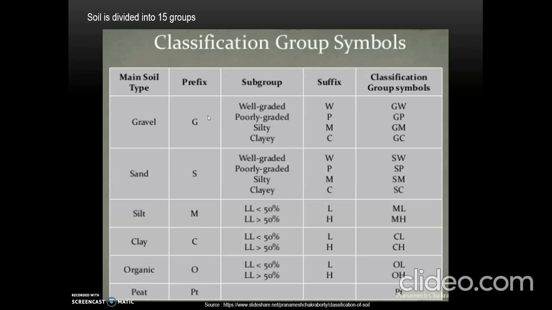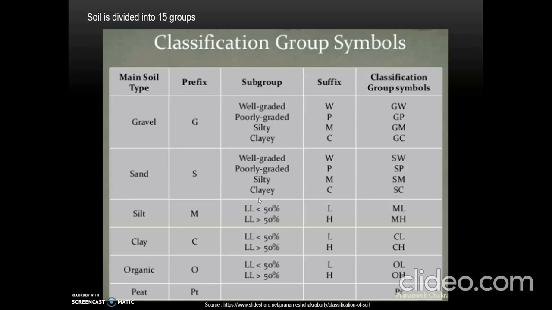Then the subgroup for gravel and sand is the same. Those are well graded, poorly graded, silty and clayey. The suffix used for well graded is W. For poorly graded, P. Those are the first letters. For silty, it is not S, instead it is M. For clayey, it is C. For sand, we can see that the same suffix has been used for well graded, poorly graded, silty and clayey.